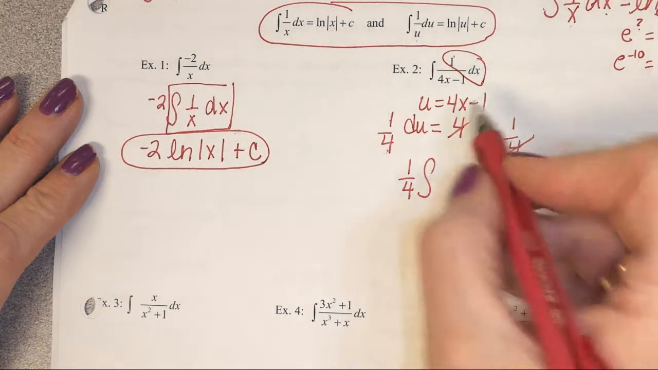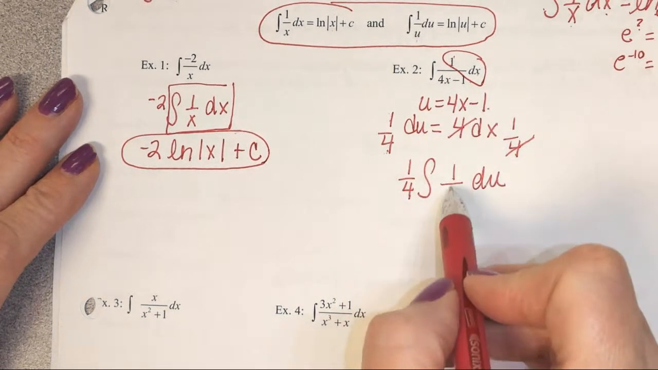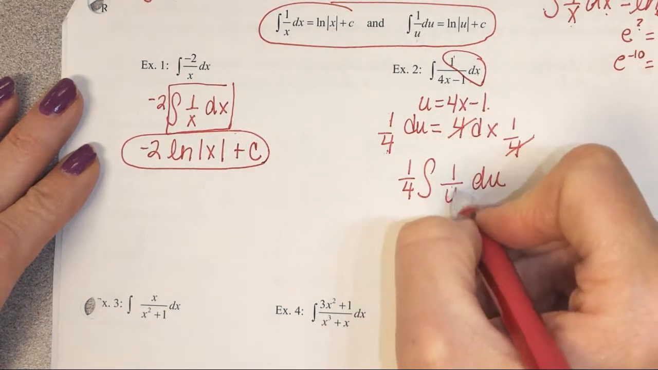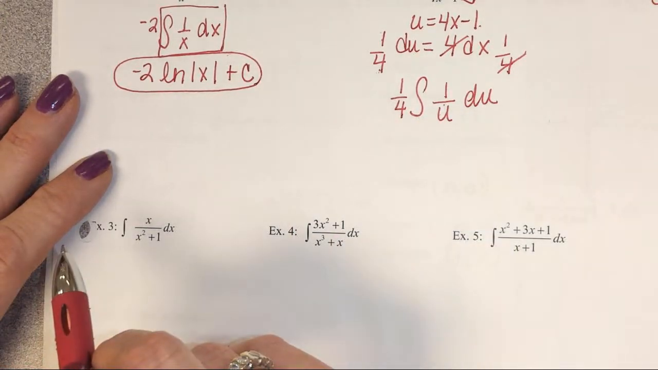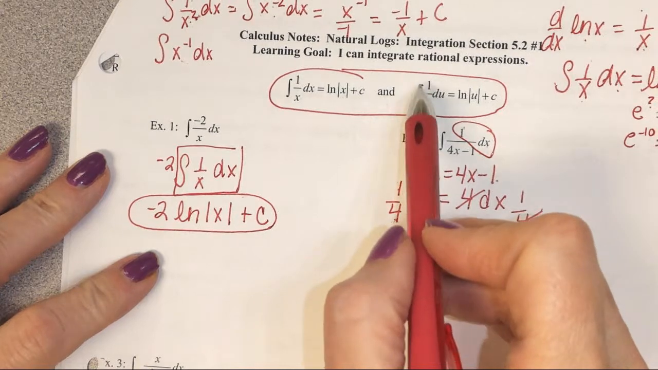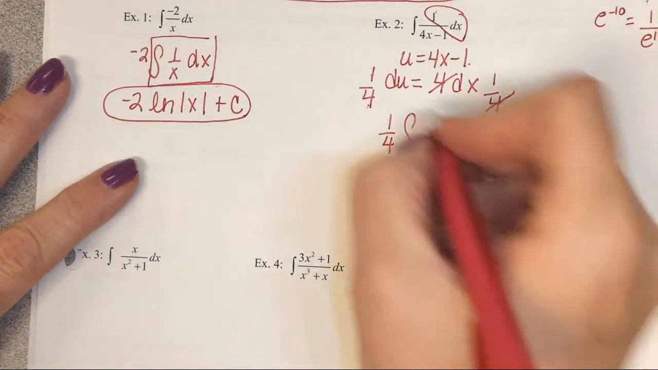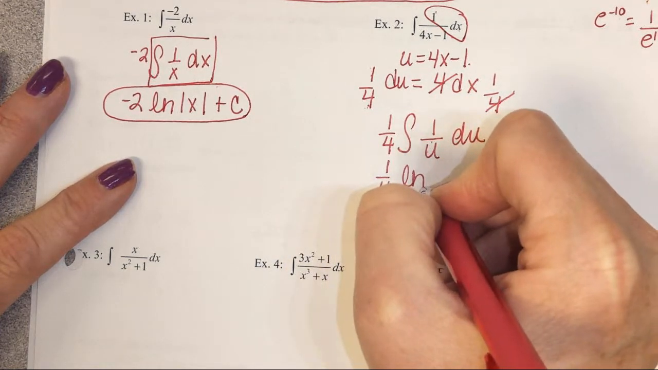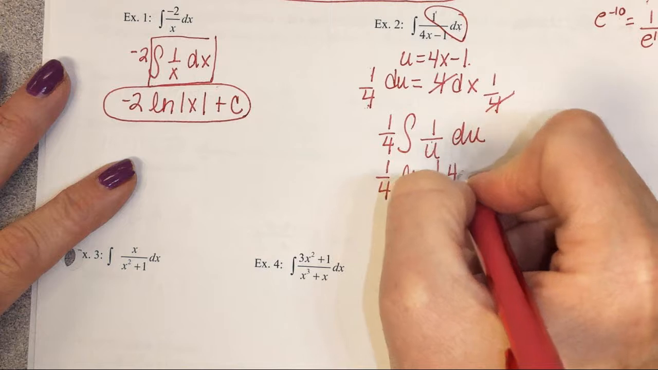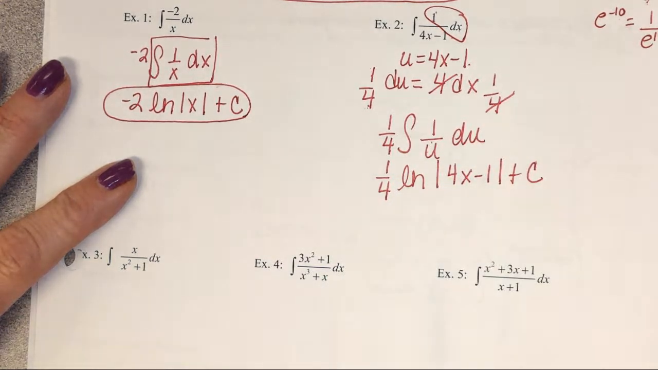Now what we're left with on top is just a 1. And what is 4x minus 1? U. And so what is the integral of 1 over u? Integral of 1 over u is natural log, okay? So now I'm going to have 1/4 times the natural log of the absolute value of 4x minus 1 plus c.